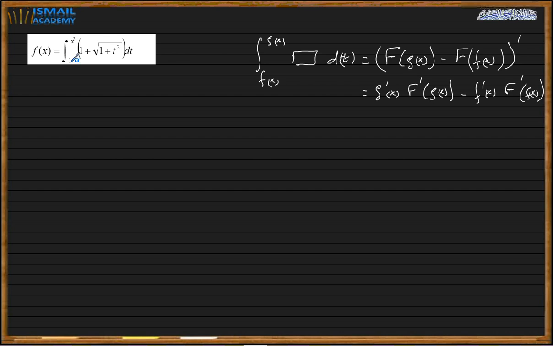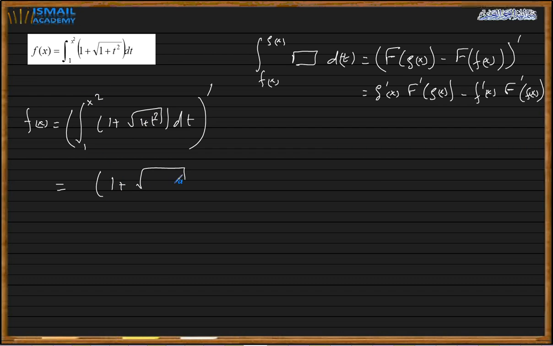F of x is a constant, so if I take the derivative of the constant, it is going to be 0. But here I need to take the derivative of the inside while keeping the inside. So if I have f of x equal the integral from 1 to x squared of 1 plus square root of 1 plus t squared dt, I want to take the derivative. So I keep the same function and I substitute this in. It's going to be 1 plus square root of 1 plus x squared squared. You see, I substitute t by x squared.